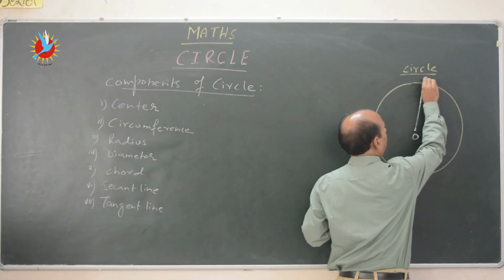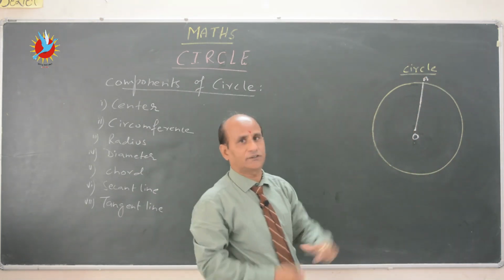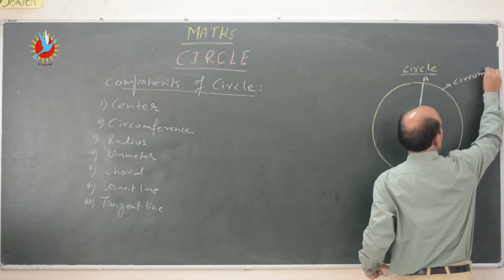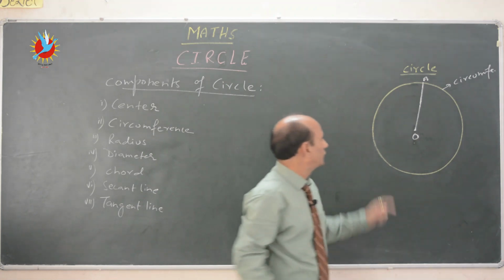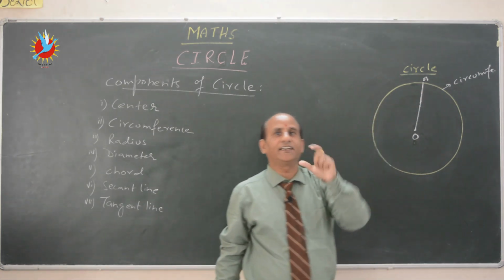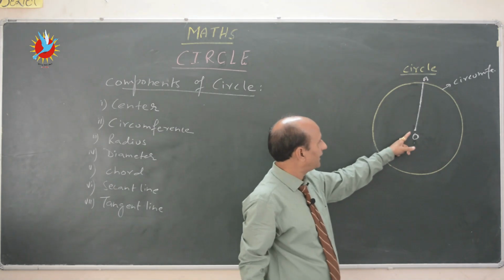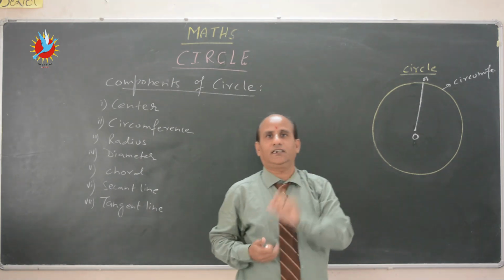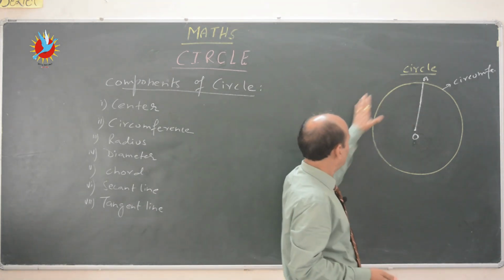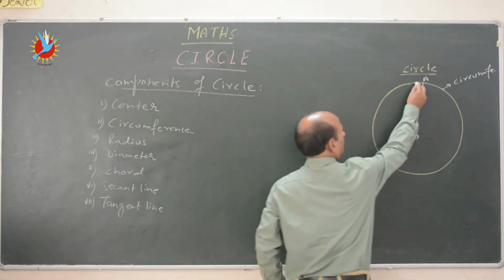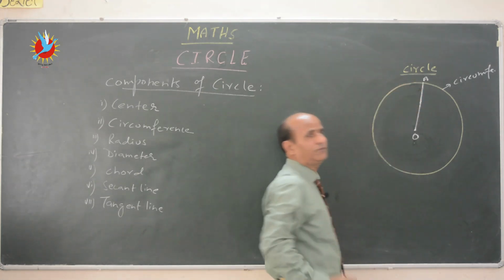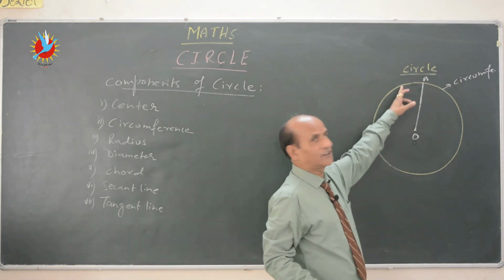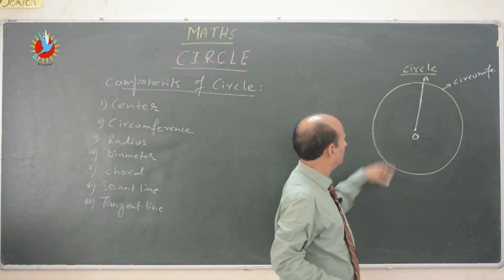Suppose we have taken A, one point on the circumference. So OA is called radius. Radius is from the center of the circle to any one point on the circumference of the circle. Since there are infinite points on the circumference, you can draw infinite radius from the center to the circumference of the circle.